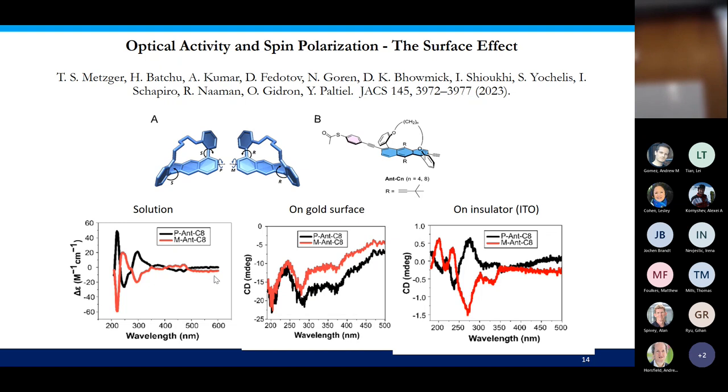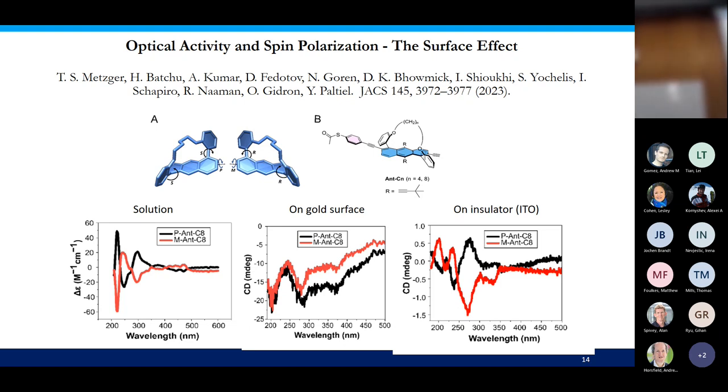If you take it in solution, you see very nicely the CD spectrum of the two enantiomers. Either all carbons are left or all carbons are right. When we put it on an insulator, we get a similar nice symmetric structure. However, when we put it on a gold substrate, you realize the two enantiomers give the same chirality, the same sign of the Cotton peak. So what's going on here? Together with a theory done by the group of Igor Shapiro, we found the explanation.